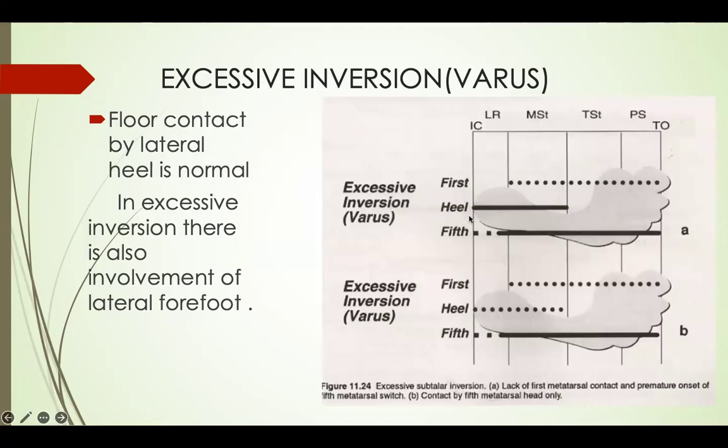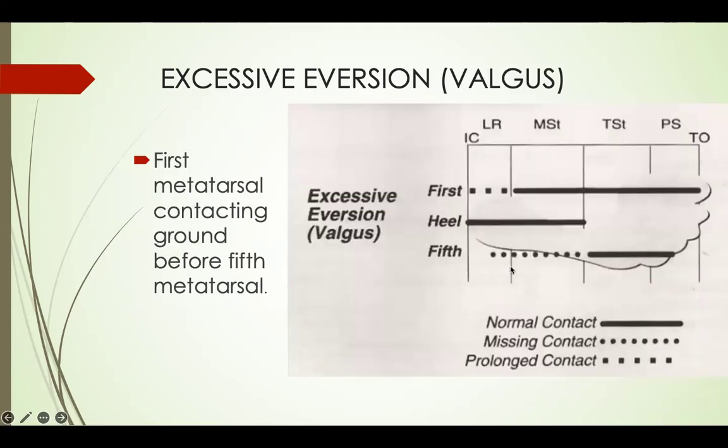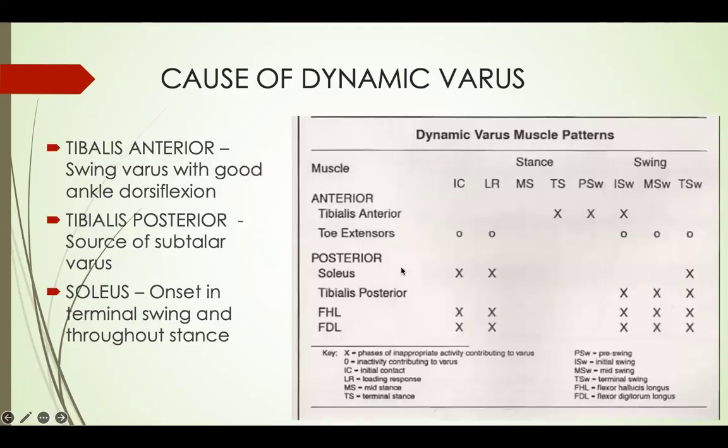So it can be of two types: when heel and lateral foot both are in contact with the floor, or only the lateral side of the foot is in contact with the ground. This is when the inversion is more. Excessive eversion or valgus is when the first metatarsal contacts the ground before the fifth metatarsal. Causes of varus: tibialis anterior overactivity. In this, there is swing varus with good ankle dorsiflexion. Tibialis posterior is the source of subtalar varus.